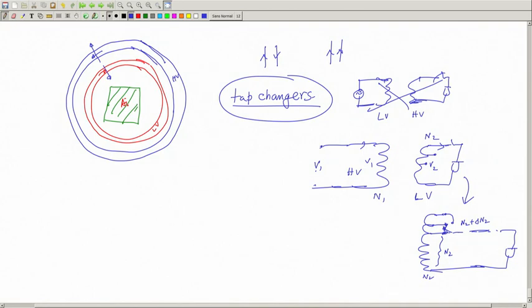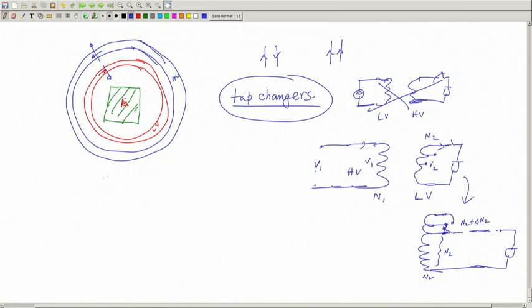There may be off load tap changers. What you can do is switch off the supply first, then bring this switch from this point to this point and energize once again, but that is not a very good idea. So, on load tap changers are much more common, I mean useful. You put it here and increase the turns a bit in order to restore the desired voltage.